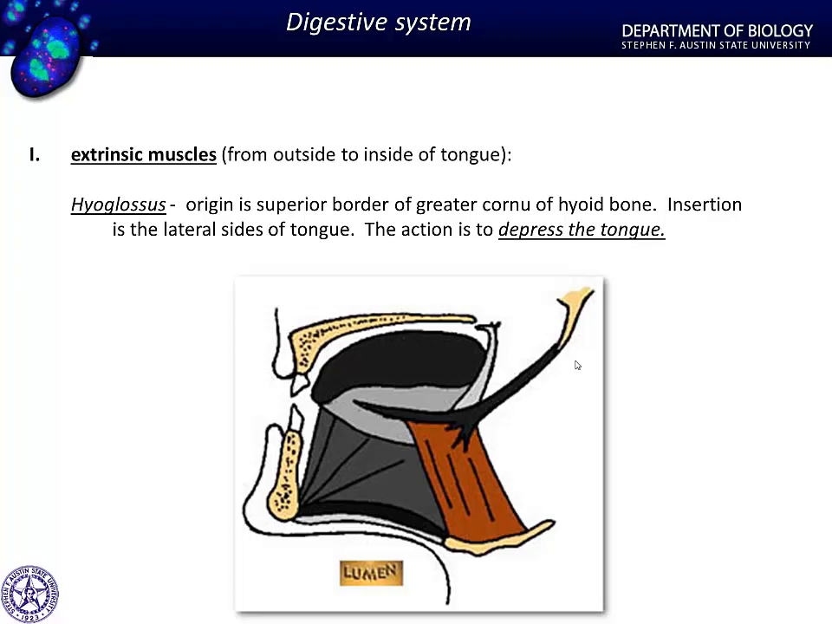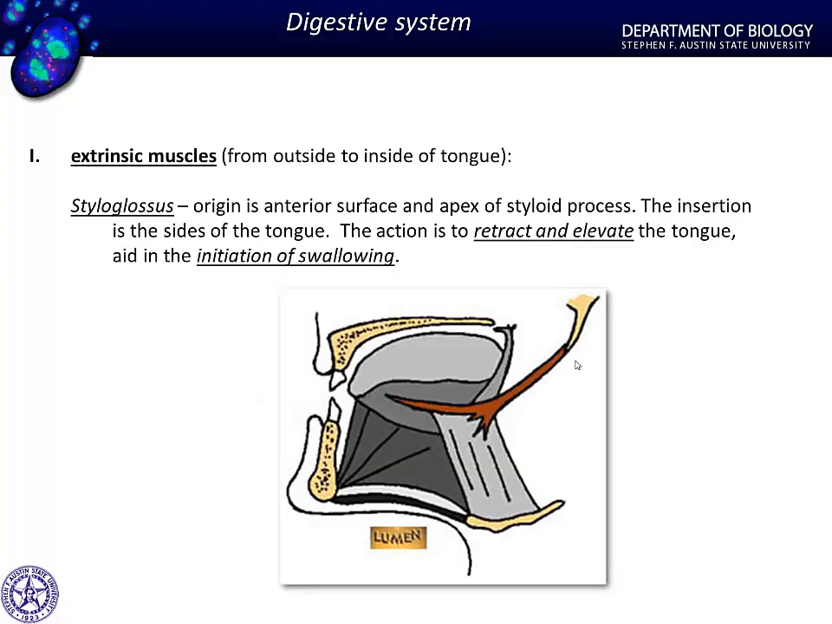Now the hyoglossus, and again we can see that colored here in the orange, its origin is on the hyoid bone again, insertion the lateral sides of the tongue, and the action here of the hyoglossus is to help us depress the tongue or lower it into the floor of our oral cavity.